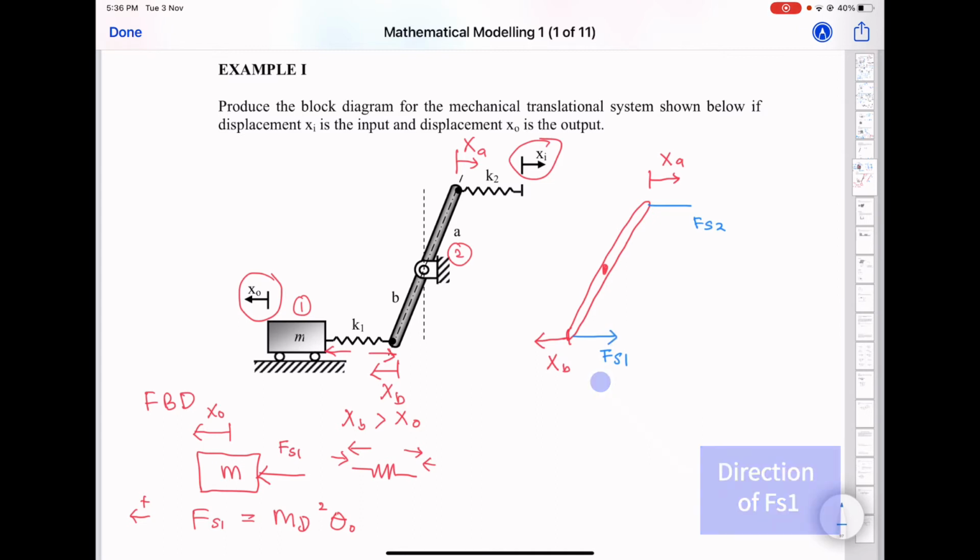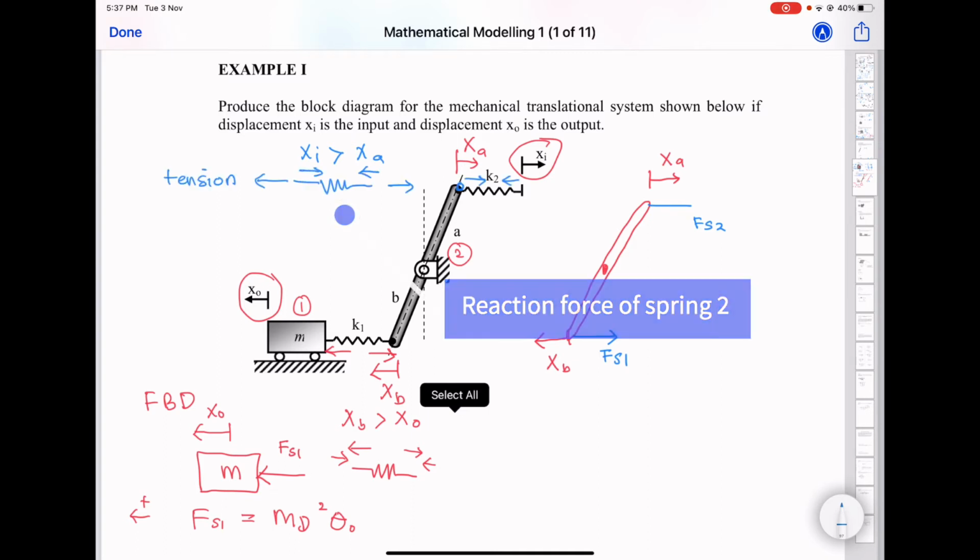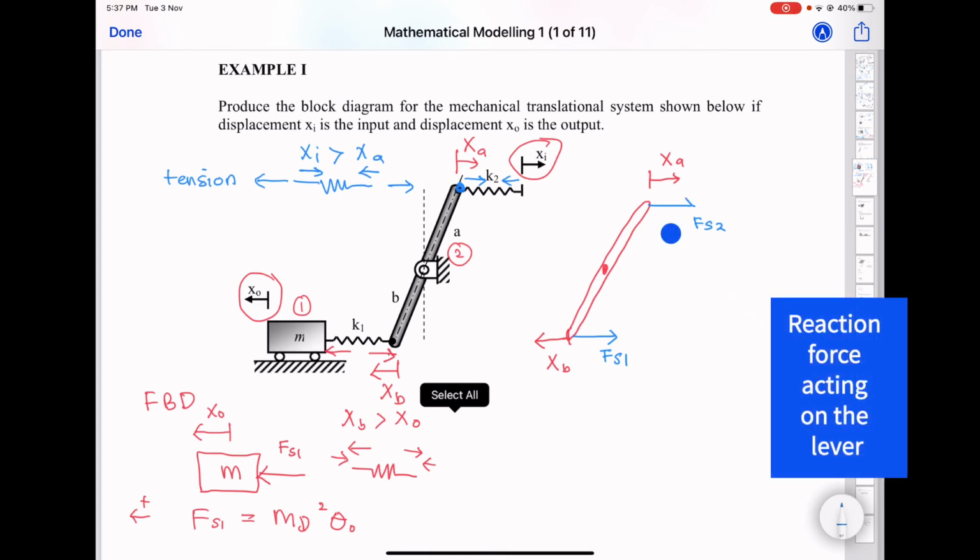Then to determine the direction for spring number 2, the force for spring number 2, we need to do the analysis. So let's consider xi is bigger than xa. We consider xi is bigger because xi is the input. So if xi is bigger than xa, therefore the spring will be in tension. The reaction is that it will try to pull it back. At this position, the direction will be to this side.